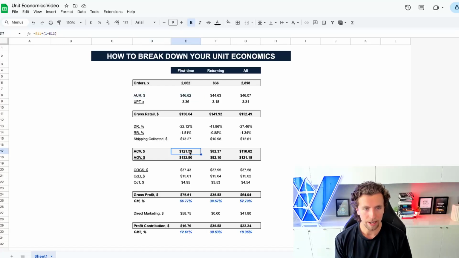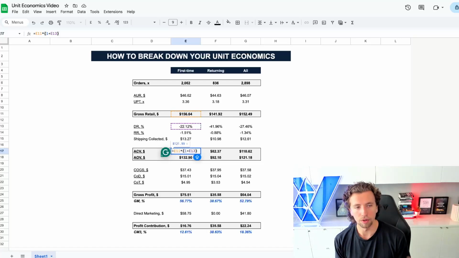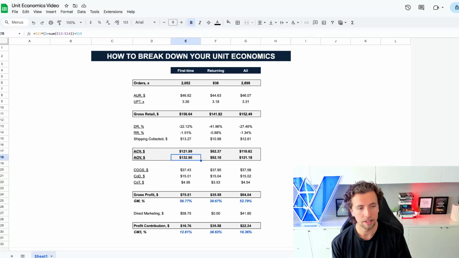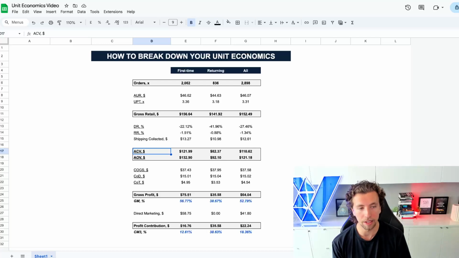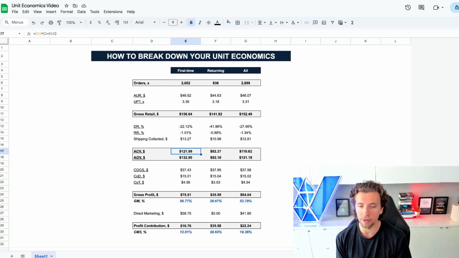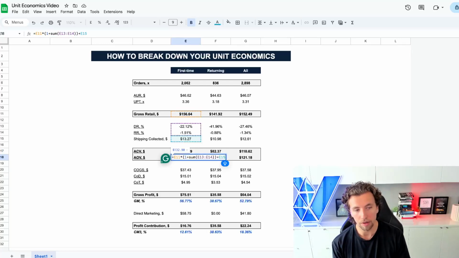From there, we can calculate average customer value. Now you can see the formula here. This is gross retail times 1 plus discount rate. So we're just taking the discounted dollar value off to see, okay, what does our average order value look like? Because this will be exactly what the average order value number tells you within Shopify. From there, we want to also remove the return rate and we want to add in shipping collected. And so this is really your true average order value, a much better measure than what you're given in Shopify.